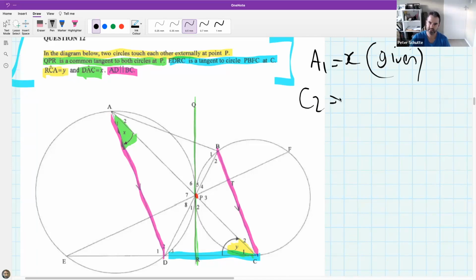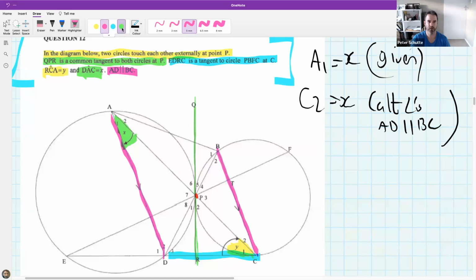And we can say that C2 is X because alternate angles, AD parallel to BC. So let's use the same color that I have so far. We're basically saying that this one over here is equal to X. Okay, now let's give you a moment or two and put in the chat what you think is the other. We need to find 3 more that are equal to either the green one down here or the green one up here.